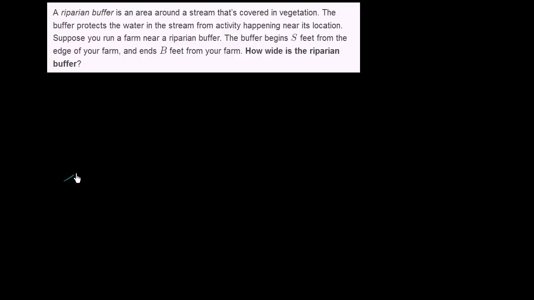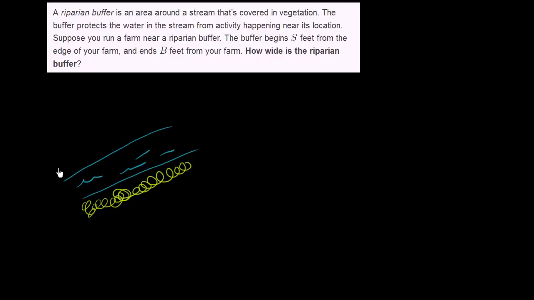So let's say that I have a stream right over here. So this right over here is my stream. And the riparian buffer is an area around the stream that's covered in vegetation. So this could be the riparian buffer right over here on this side of the stream. And maybe there's another one on this side of the stream right over here.